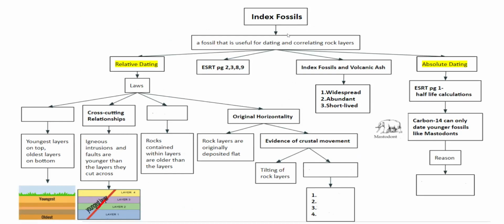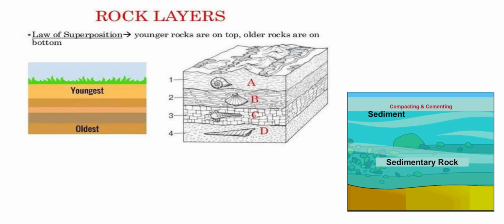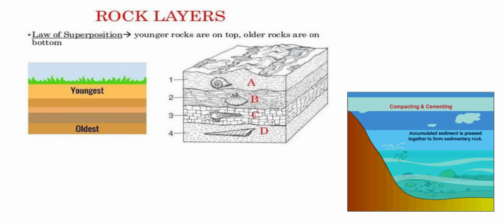Index fossils, a fossil that is used for dating and correlating rock layers. Two types of rock layer dating are relative dating and absolute dating. Pause this video and write this down. So let's talk about the laws that we use to figure out how old rock layers are and how old the things that we find in rock layers are.